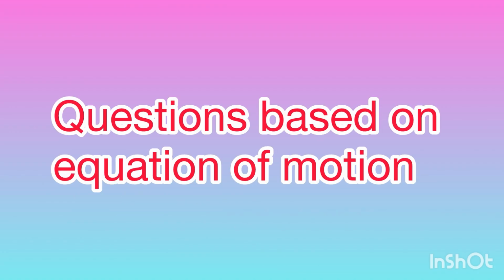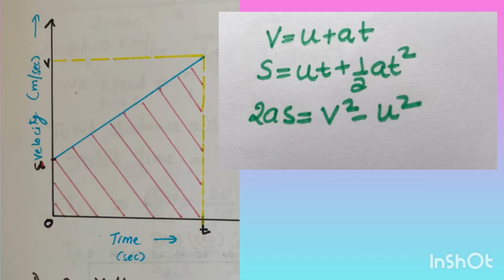Now let's see question based on equation of motion. So these three equations of motion are applicable only when object is at uniform acceleration. U is initial velocity, V is final velocity, A is uniform acceleration, T is time taken, S is distance or displacement. Distance and displacement are equal in case of uniform acceleration because object is moving in straight line. Distance or displacement is equal to area under VT graph.